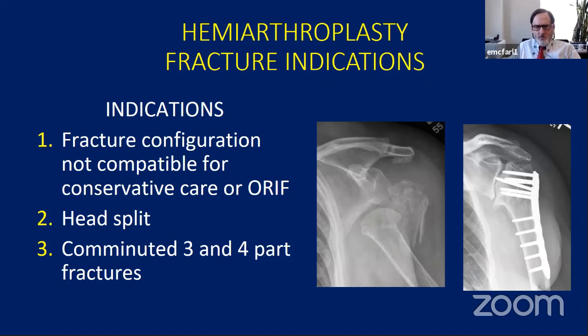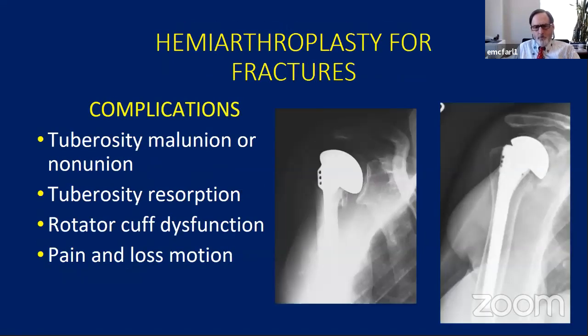So in terms of the indications for fractures, the reason to do a hemiarthroplasty is the fracture configuration is not compatible for internal fixation, like the one on the left. If there's a head split, of course, hemiarthroplasty is usually indicated over internal fixation, and very comminuted 3- and 4-part fractures are also considered an indication for a hemiarthroplasty. The reason that's important is many of these indications have now become more acceptable to do a reverse as opposed to trying to ORIF or do a hemiarthroplasty.